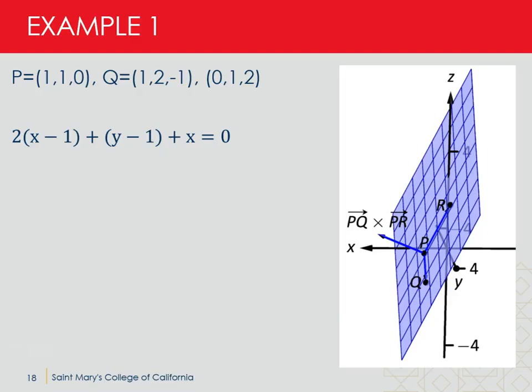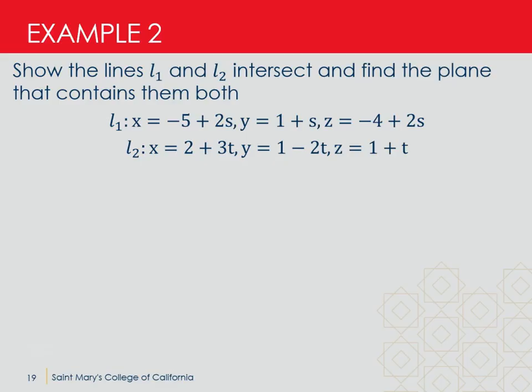And that's actually it, right? Once we've got that cross product vector and that point P, that tells us everything we need to know about that plane, that uniquely defines that plane. And there is the equation.